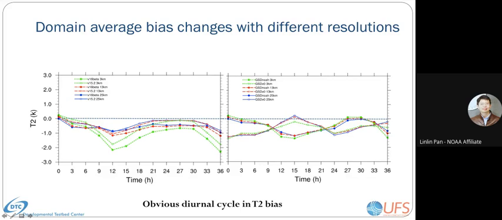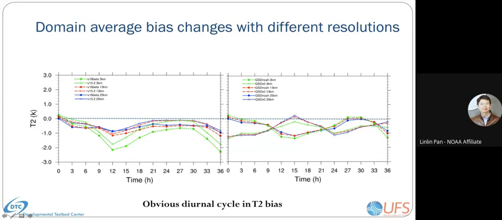We also have the 13 kilometer run and the 3 kilometer run, then do the domain average bias change and compare the different resolutions. The green is the 3 kilometer run, red is 13, and blue is 25 kilometer. The left is for the GFS suite, the right for the GSD suite. So we can see the properties are different between the GFS suite and the GSD suite.